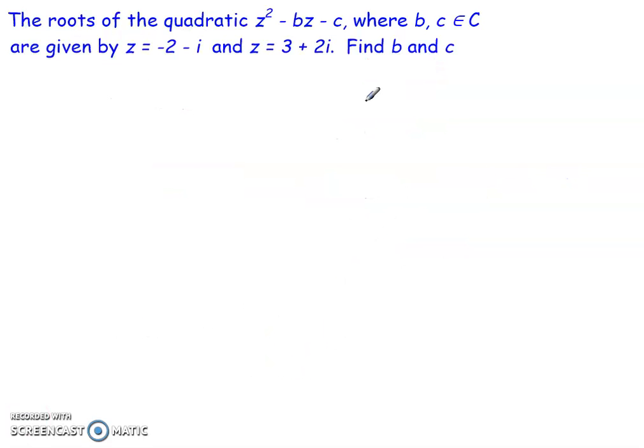The final question I gave you was: the roots of the quadratic z squared minus bz minus c are given by z equals negative 2 minus i and z equals 3 plus 2i. I want you to find b and c in the original quadratic.